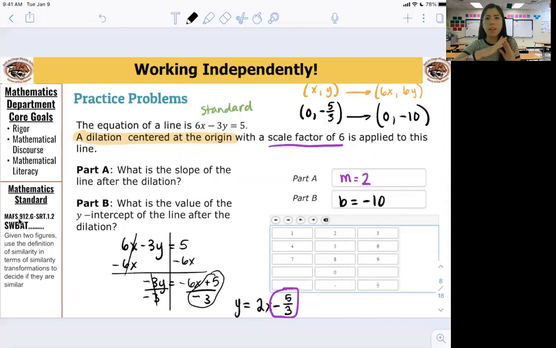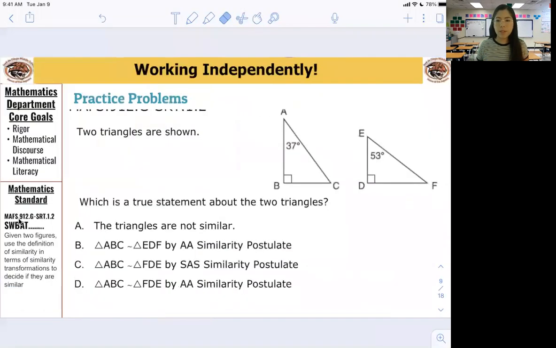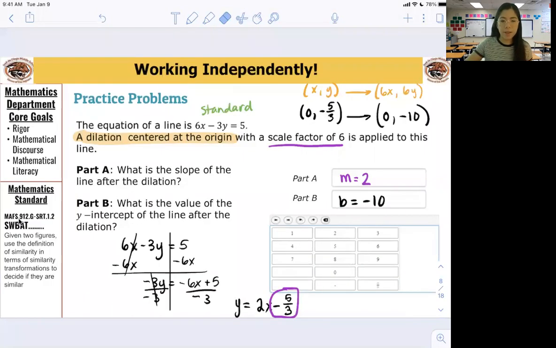So this one was definitely a little more challenging. If you have any questions, any confusions about how we got those numbers, let me know in the chat. Okay, good. Oh, I got one question. How did I get negative 5 over 3? Would anyone like to answer that? How did we get negative 5 over 3?